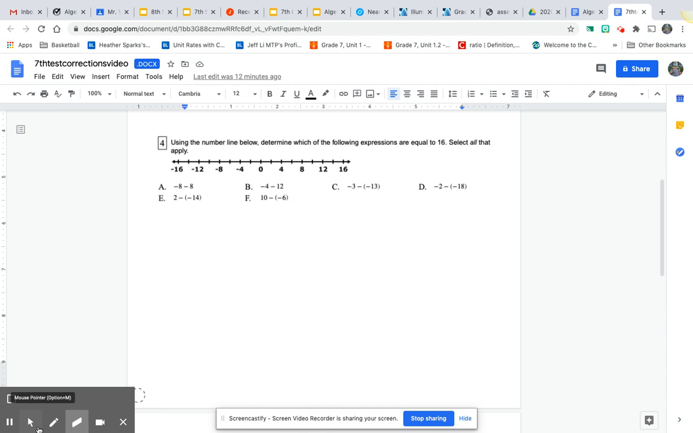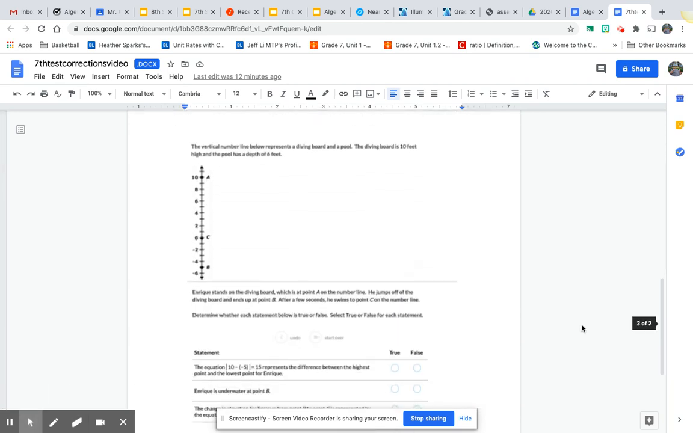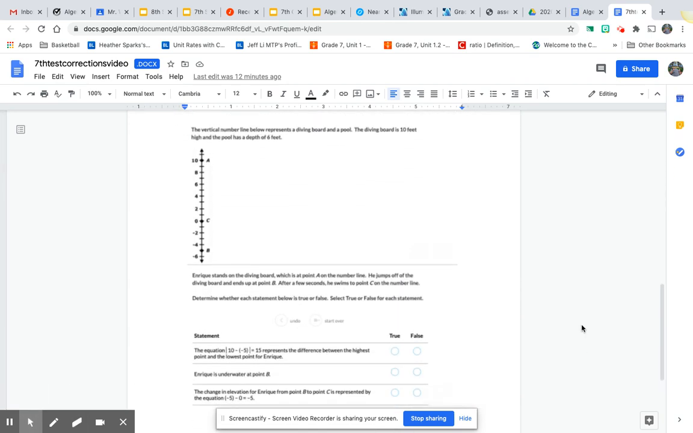All right, let's move on to our next question. It says the vertical number line below represents a diving board and pool. The diving board is at 10 feet, and the pool has a depth of 6 feet, so that's 6 feet deep. Enrique stands on the diving board, which is at point A. He jumps off the diving board to point B. After a few seconds, he swims to point C. Determine whether each statement is true or false.